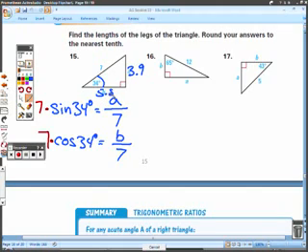5.8. 5.8. Okay, correct. Yeah, they look right. All right, you guys ready for the next page? Flip it.